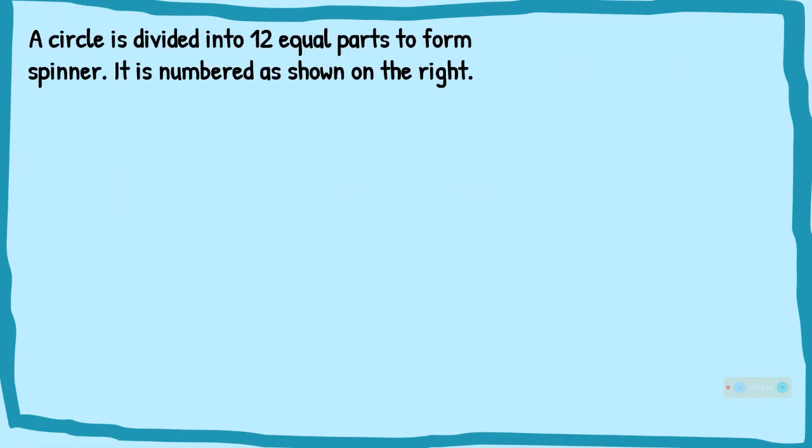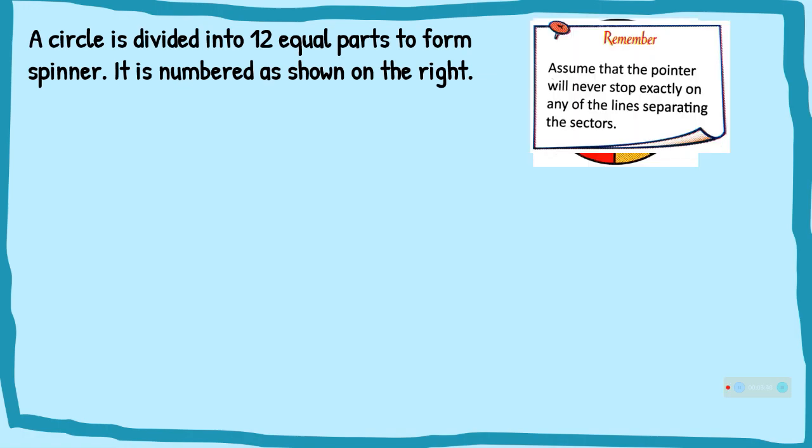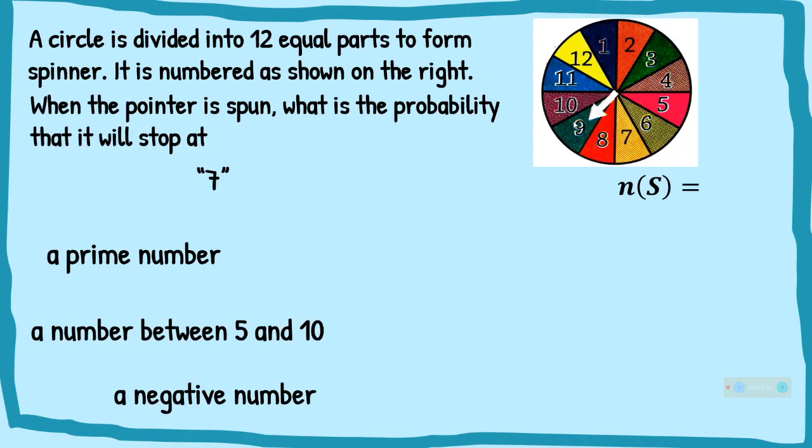Another example. A circle is divided into 12 equal parts to form a spinner. It is numbered as shown on the right. Okay, so we have here the spinner. When the pointer is spun, what is the probability that it will stop at 7? We have to take note that the arrowhead will not stop on the line.